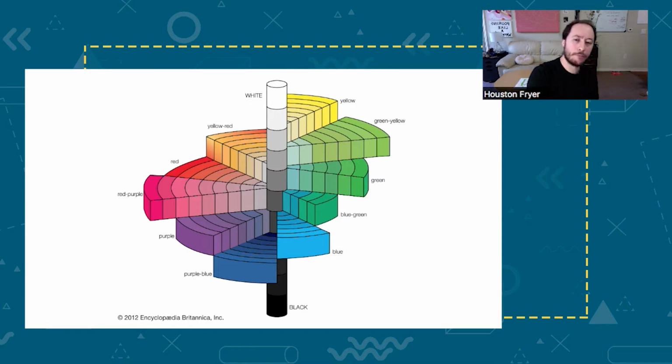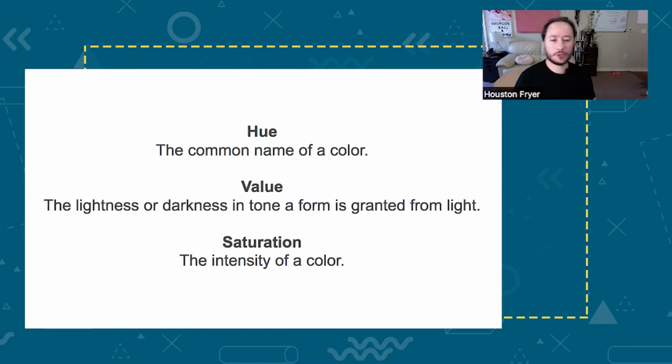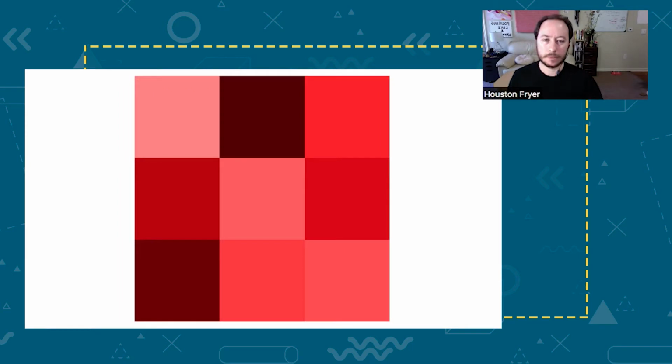Hue is the common name. Value is its lightness or darkness. Saturation is its intensity of a color. These are all what hue? How do you know it's red?